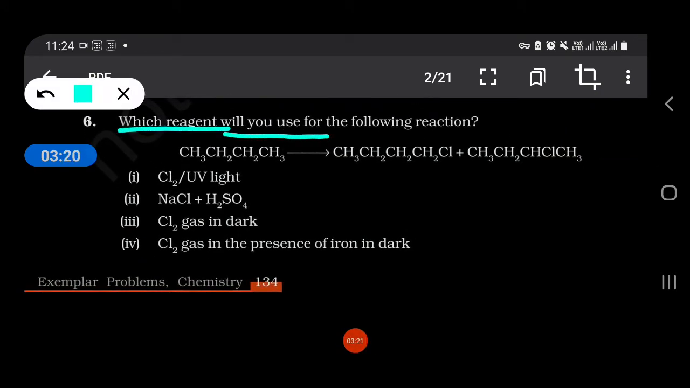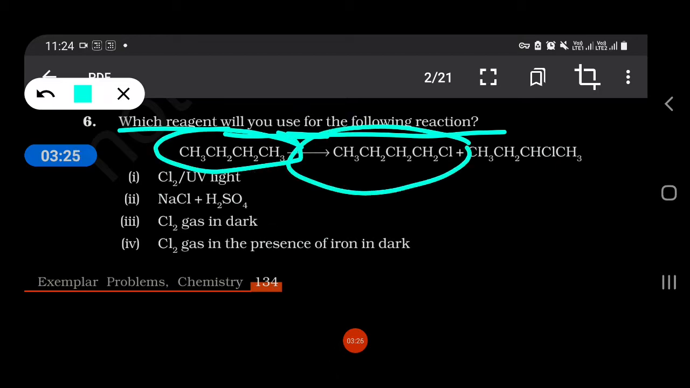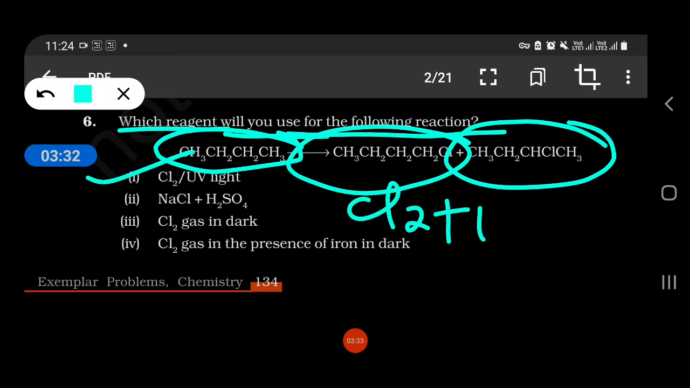Which reagent will you use for the following reaction? From this we have to make this one and this one. So I will use this Cl2 plus UV light. Okay.